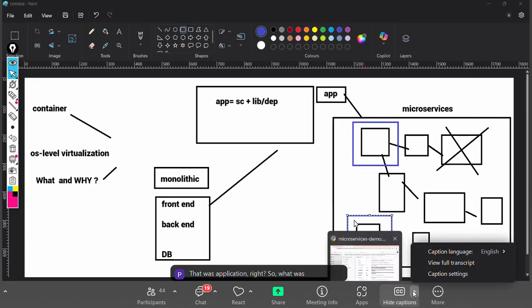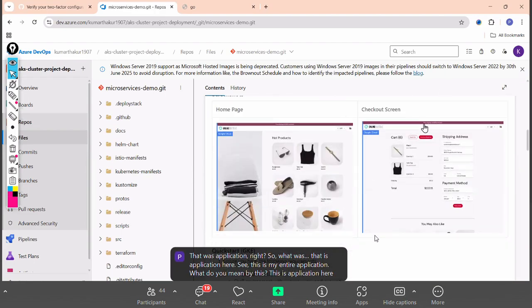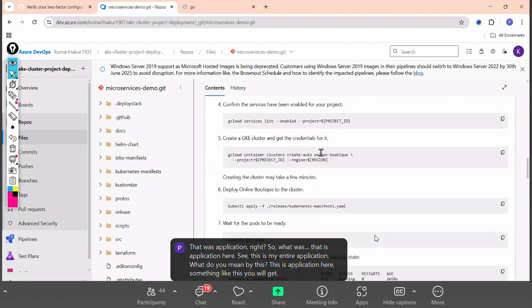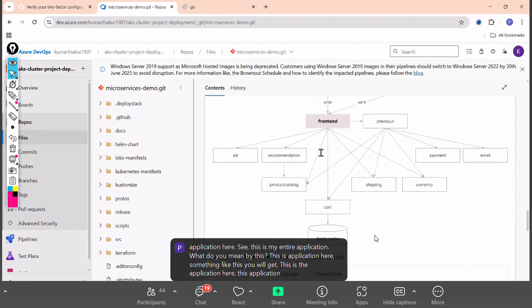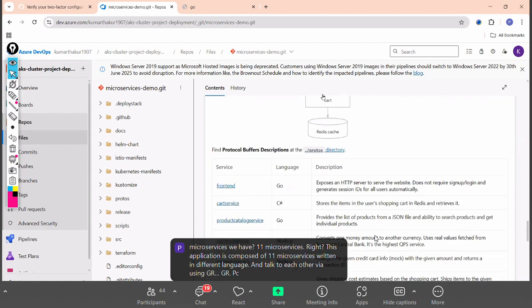See, this is my entire application. This application architecture is something like this. How many microservices do we have? 11 microservices, right? This application is composed of 11 microservices written in different languages and talking to each other using gRPC. Understand? So this is what I am saying.